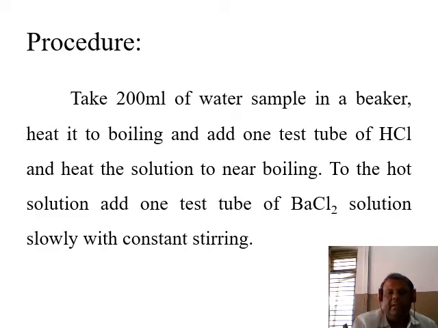Procedure. Let us try to understand the procedure here. 200 ml of water sample is taken in a beaker, and it is heated to boiling. Then 1 test tube of HCl is added so that acidic condition is maintained. And then to the hot solution add 1 test tube full of barium chloride solution.